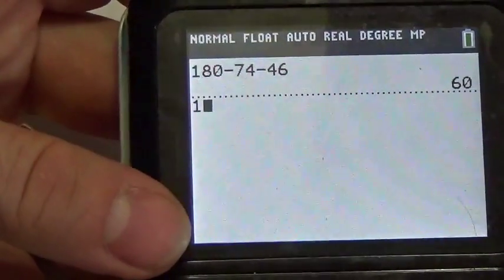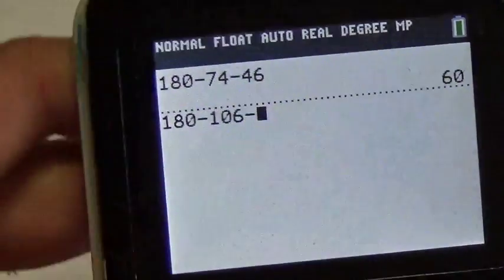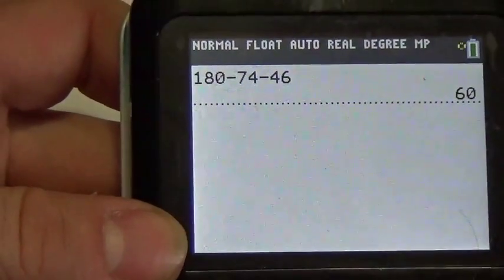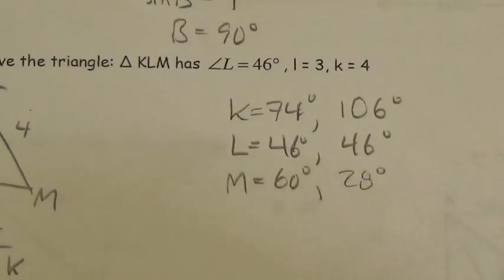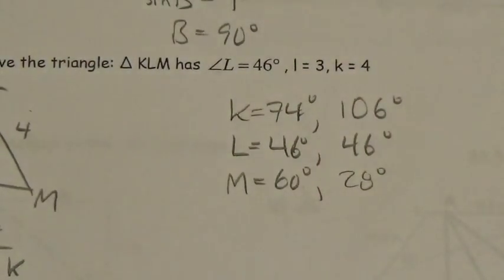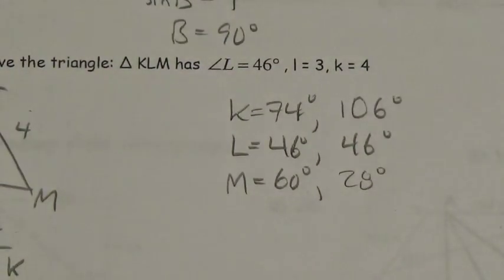What about that other scenario? 180 minus 106 minus 46. 28. Actually, those are okay. Those are going to work out just fine. So there are actually two possible triangles that could satisfy this.